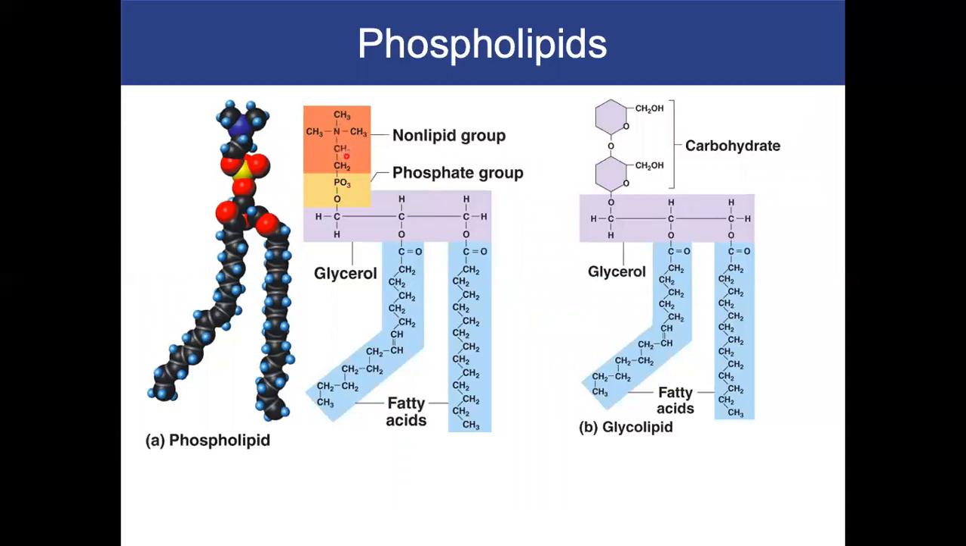And so these guys are used to make up your plasma membrane. So these are going to orientate themselves towards the water, and then these are going to orientate themselves towards the inside of the membrane. Here's a glycolipid.